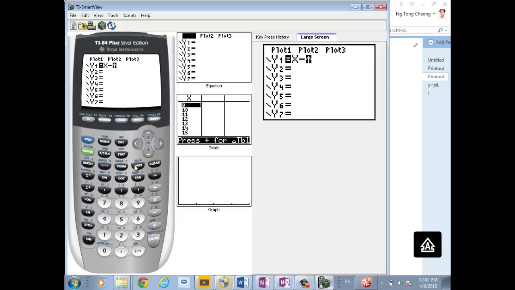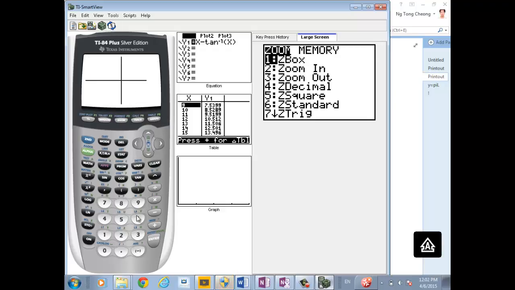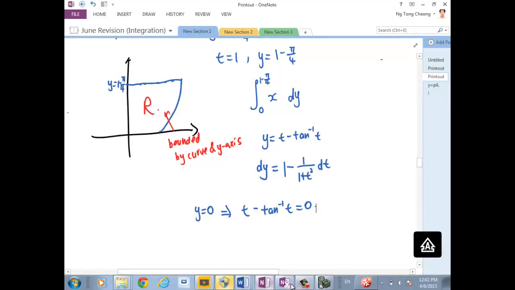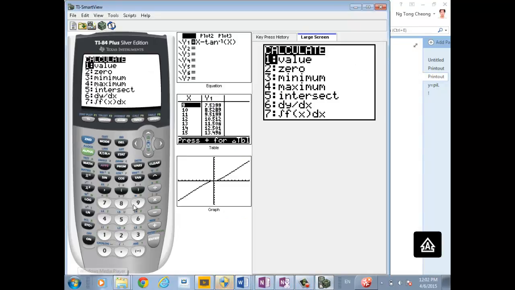x minus tangent inverse x, which you realize is actually my equation of y. So I'm going to key this into my GC and graph this. I'm going back to Zoom standard. Then from here, I want this equation to be equal to 0. Remember that's what I'm trying to solve for. I want to solve for this equation equals to 0. You know the story.